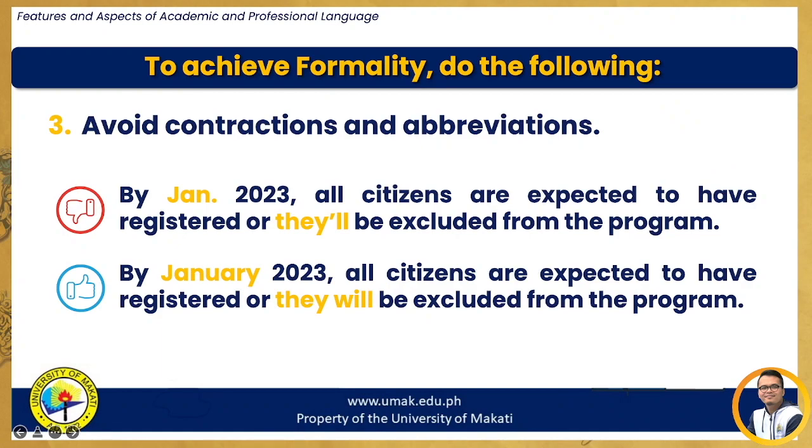Next is avoid contractions and abbreviations. A contraction is a word made by shortening and combining two words. Words like can't for cannot, don't for do not, and I've for I have are all contractions.